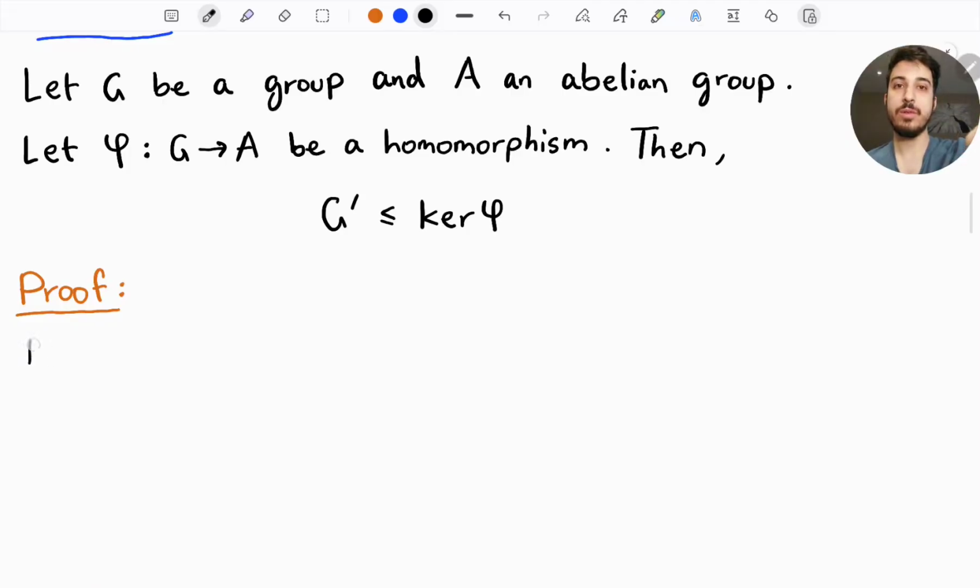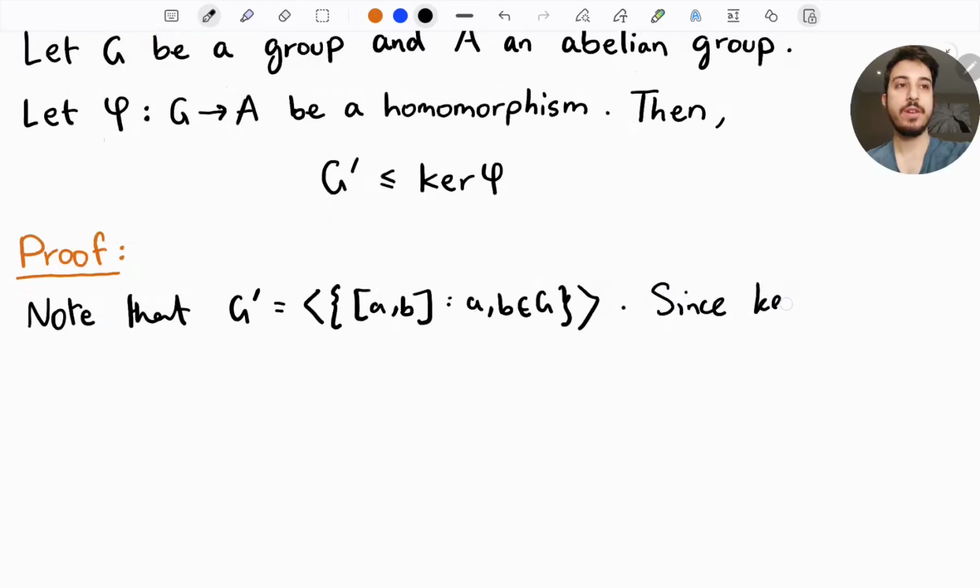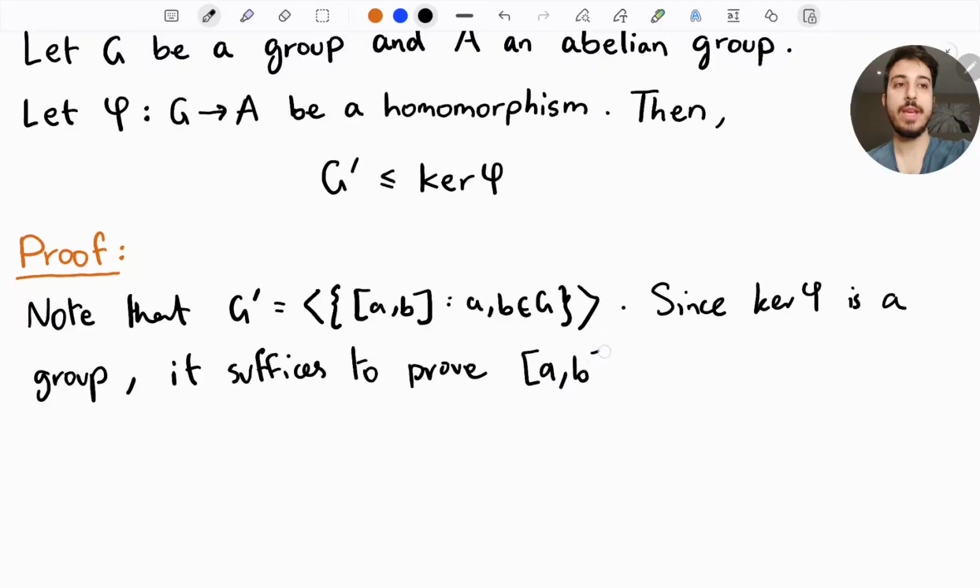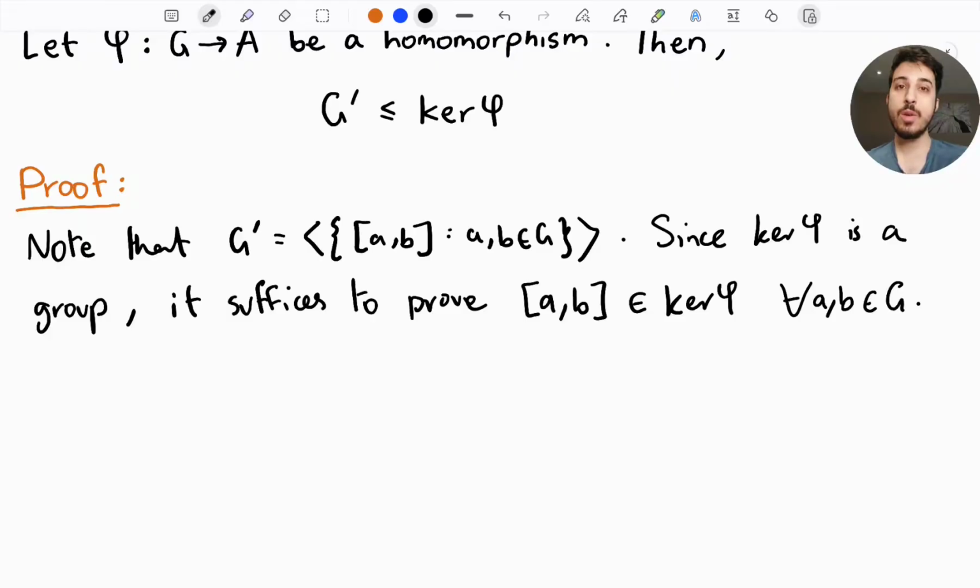To prove this lemma, note that G prime is generated by all the commutators [a,b] of the group G. Since the kernel of phi is a group, because a group is by definition closed under products and inverses, and G prime is generated, meaning we're taking all the products and all the inverses of the commutators [a,b], it suffices to prove that the commutator [a,b] is an element in the kernel of phi for all a and b in G. Because once we prove that all the commutators lie in the kernel of phi, because the kernel of phi is a group, we know that all the products of these commutators and all the inverses of these commutators also lie in the kernel of phi, which means that essentially G prime also lies in the kernel of phi.